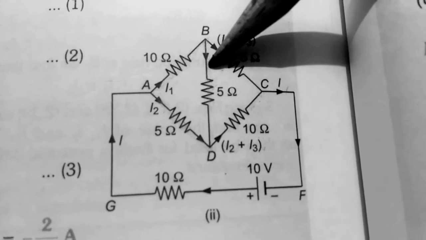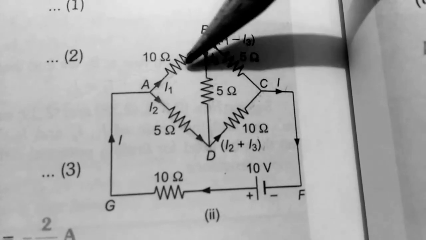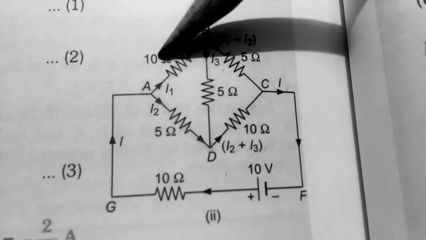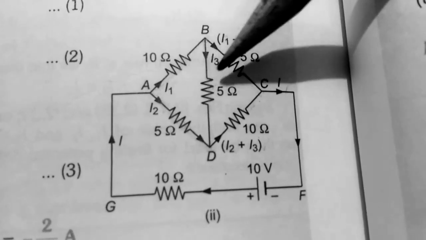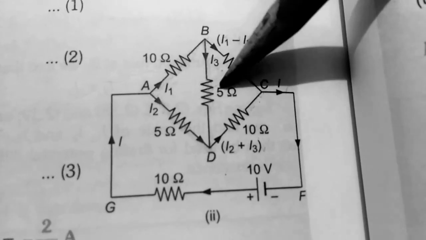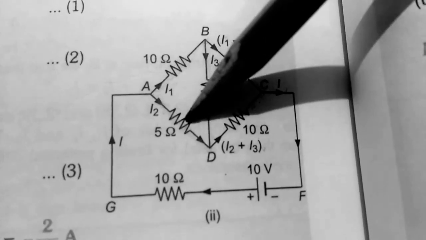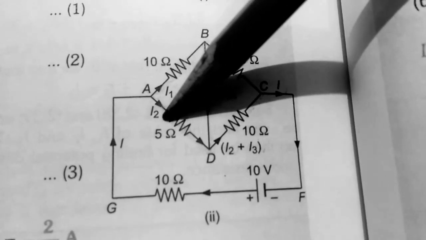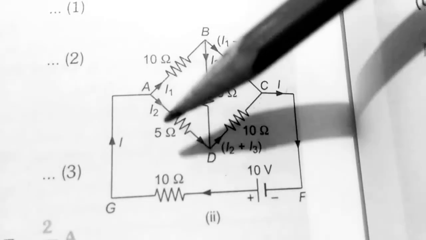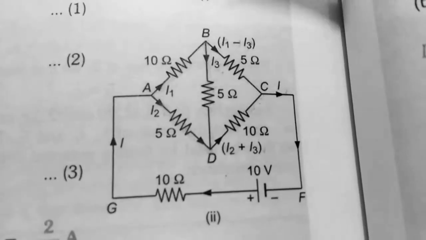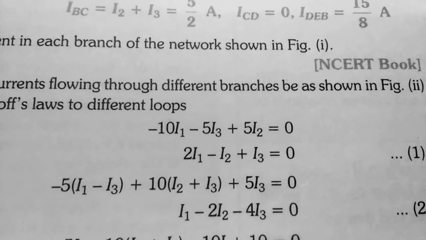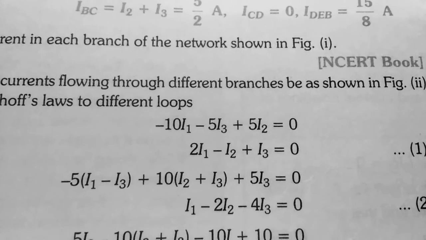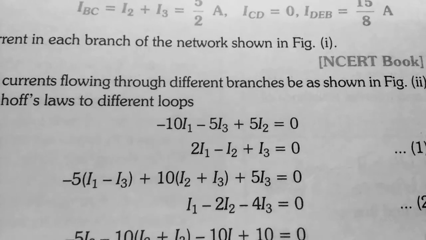Okay. So how will we write the voltage? Voltage equals resistance into current. So here for this, minus 10 into I1. For this, minus 5 into I3, and for this, plus 5 into I2. Okay, I2 we will take as positive. So the equation for this first loop A, B, D, A will look like this: minus 10 I1 minus 5 I3 plus 5 I2 equals 0.